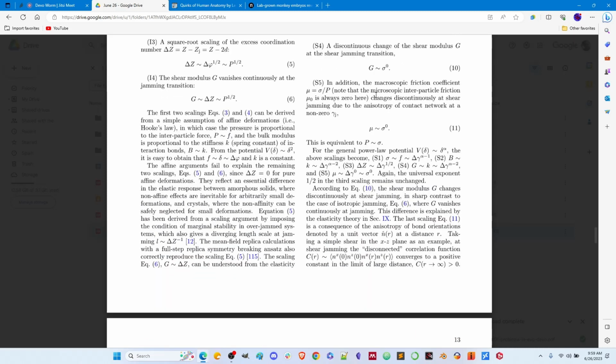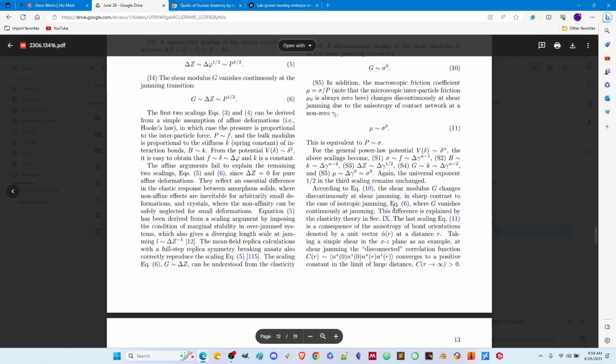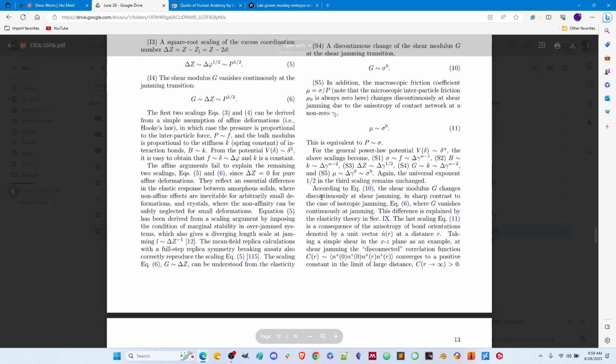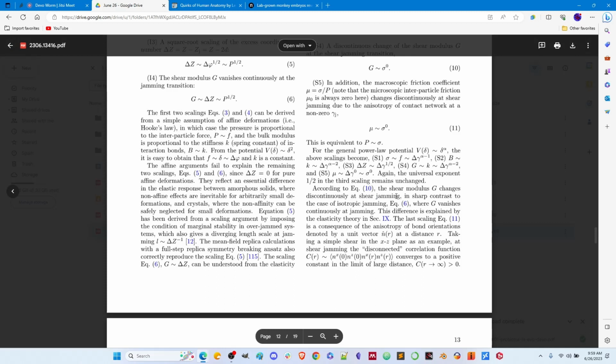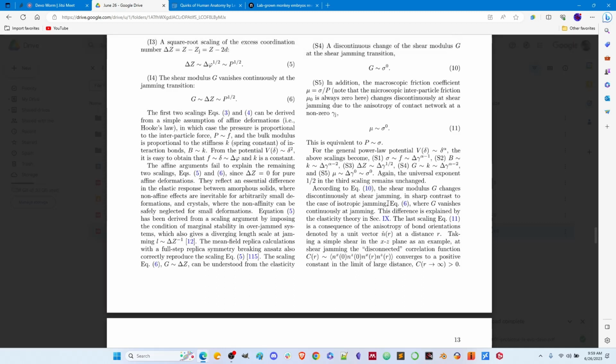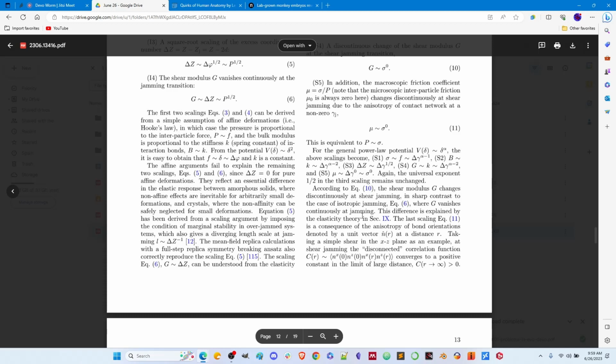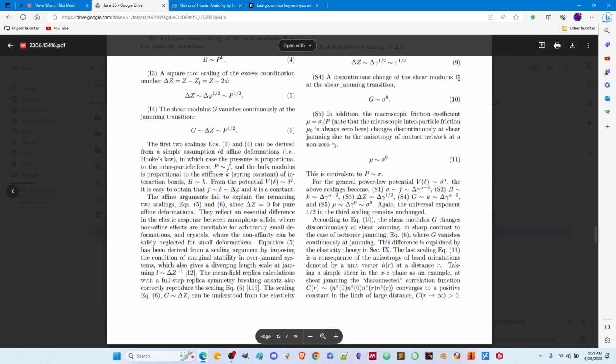According to equation 10, which is this, the shear modulus G changes discontinuously at shear jamming, in sharp contrast to the case of isotropic jamming, where G vanishes continuously at jamming. We talked about shear jamming and isotropic jamming being different. So this is G in equation 10, which is a shear modulus. So there's a discontinuous change of the shear modulus G at the shear jamming transition. And so these two things are equivalent.